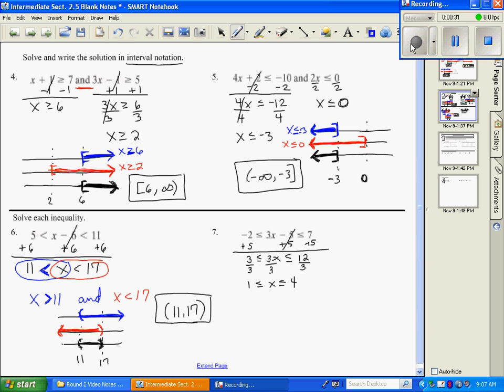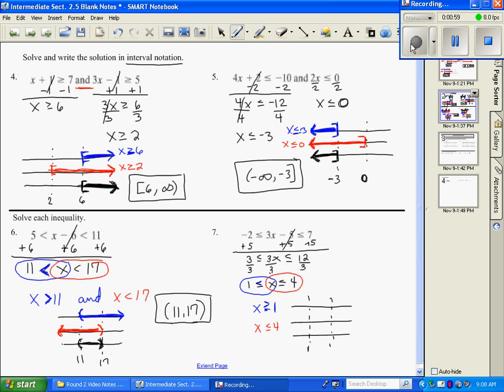Now I want to break this apart. My first one is going to be to graph this: x is greater than or equal to 1. Then my next one is x is less than or equal to 4. Okay, so I'm going to sketch these so we can name our answer in interval notation.